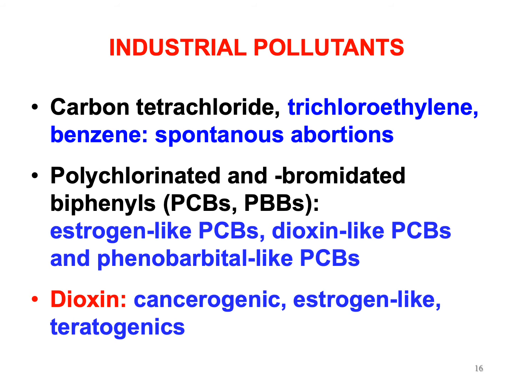The PCBs are considered as families of more than 100 particular chemical compounds, and they can be classified into estrogen-like PCBs, dioxin-like PCBs, and phenobarbital-like PCBs. The first two groups are likely to cause abortion. Dioxin is itself a group of chemicals with carcinogenic, estrogen-like, and teratogenic characteristics, and all three are able to provoke abortion.